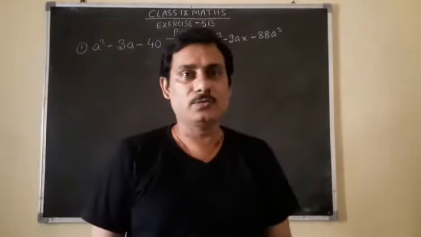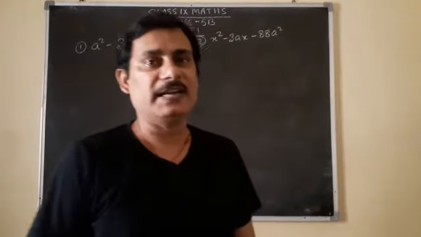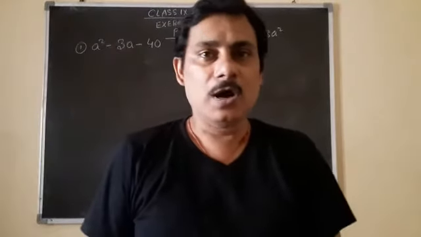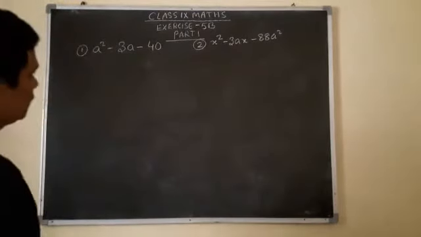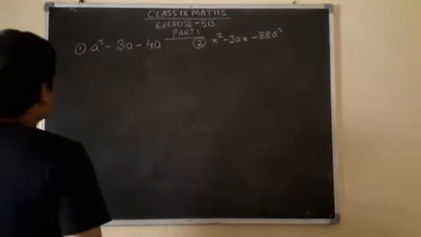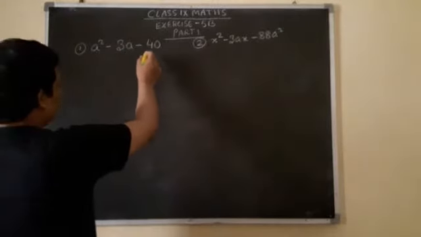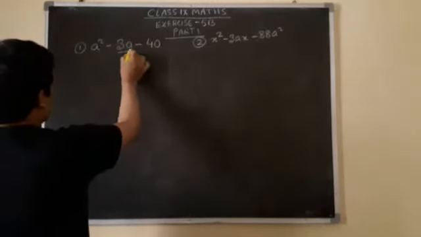In this exercise we are going to apply the middle term splitting method. I will explain how to split the middle term, so concentrate. The first question is a square minus 3a minus 40. So this is the middle term.